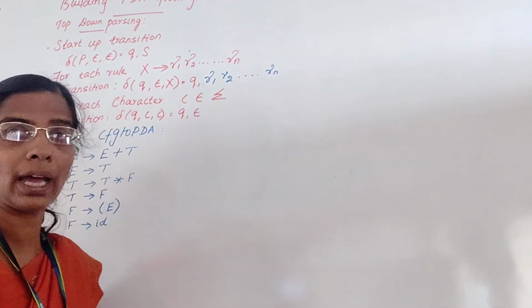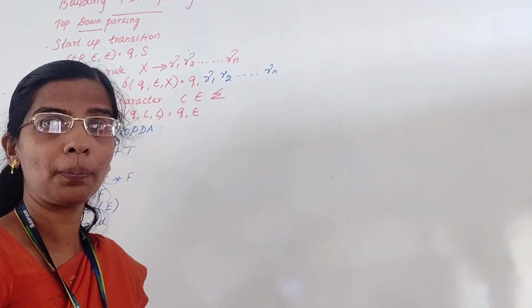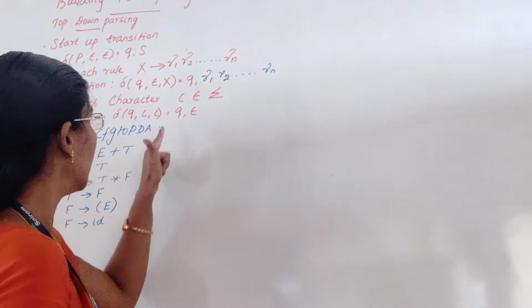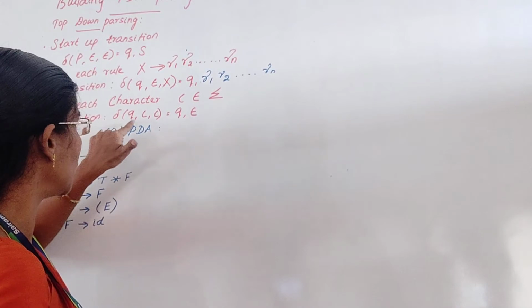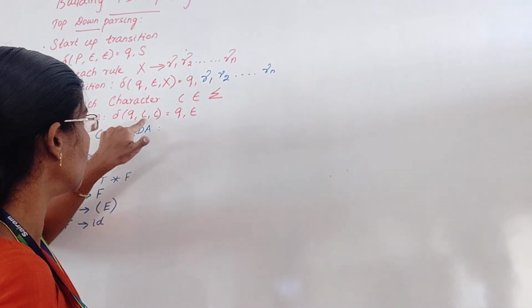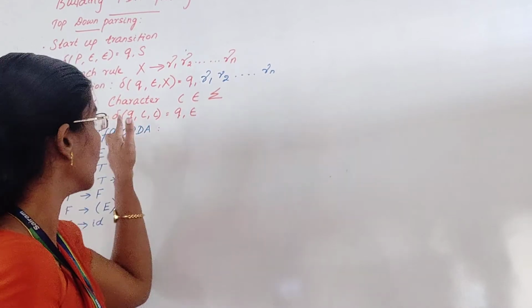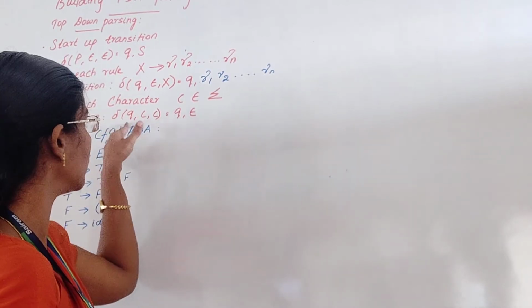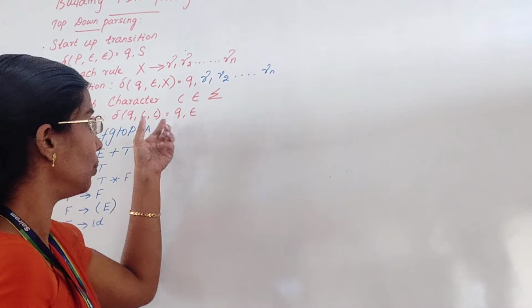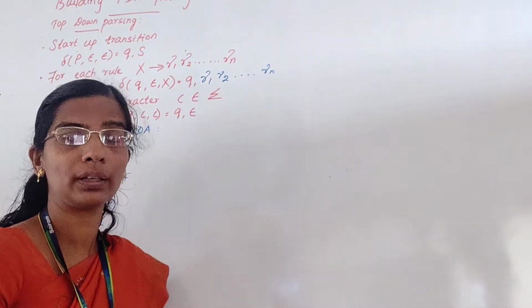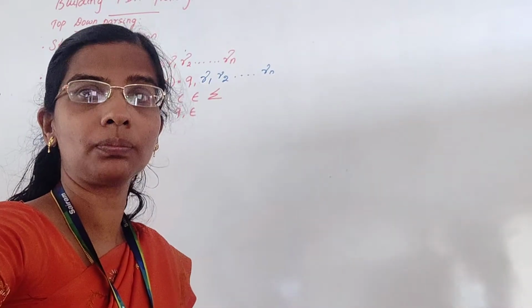And for every character, that is, for every terminal, you are supposed to include this transition: Q, C, C. C stands for character or terminal, and here also you can note down there is no state change, and you will be writing the pop transitions.